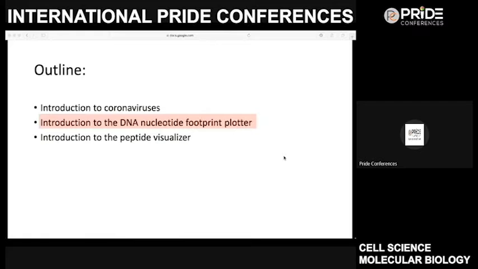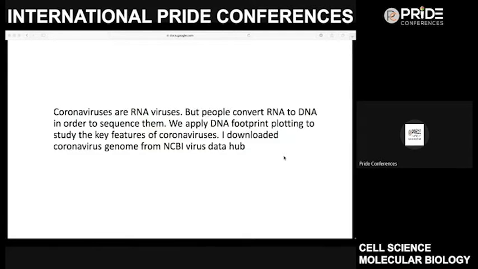So now that I've talked about the basics of coronavirus, let's move on to the second section of my talk, where I'm going to talk about my tool, which is the DNA nucleotide footprint plotter. Coronaviruses are RNA viruses, but people reverse transcribe RNA to cDNA in order to sequence them. We can apply the DNA footprint plotter to study the key features of coronaviruses.